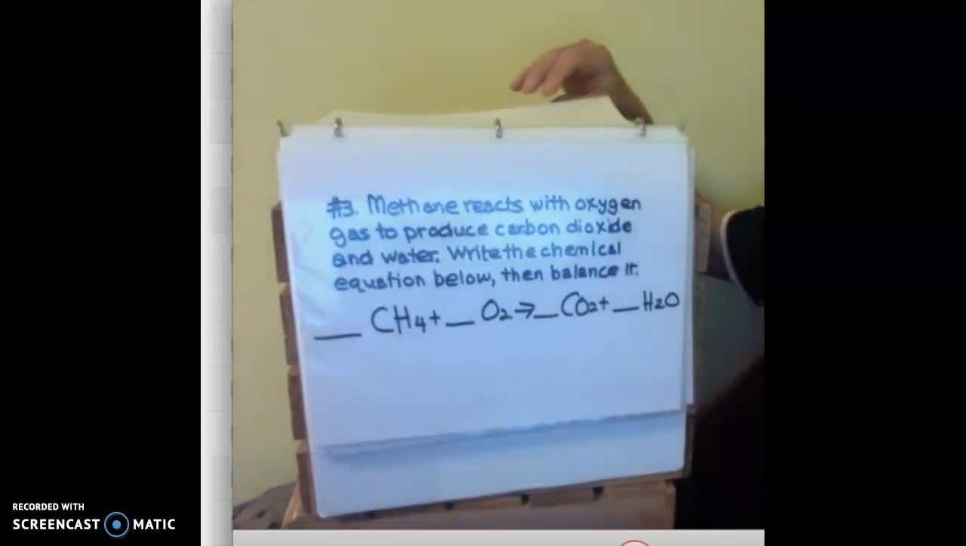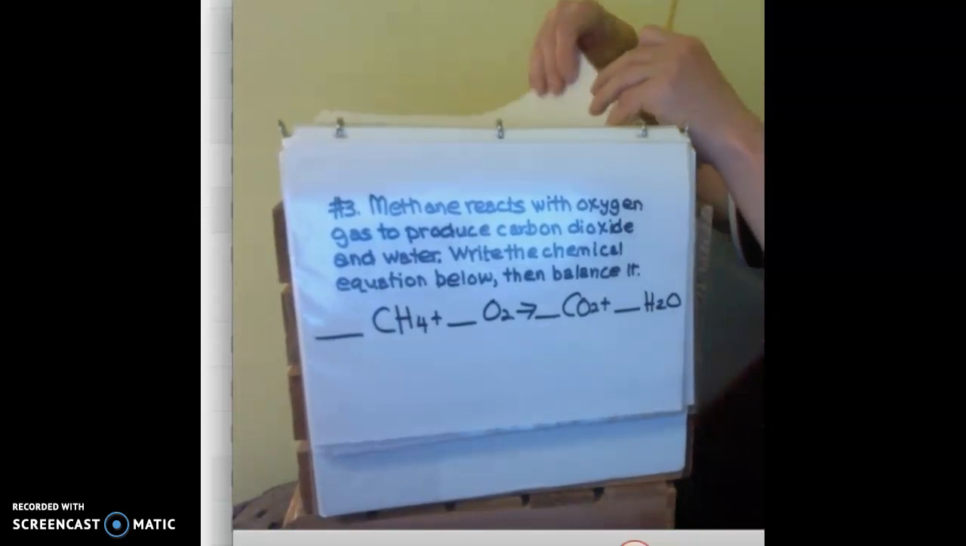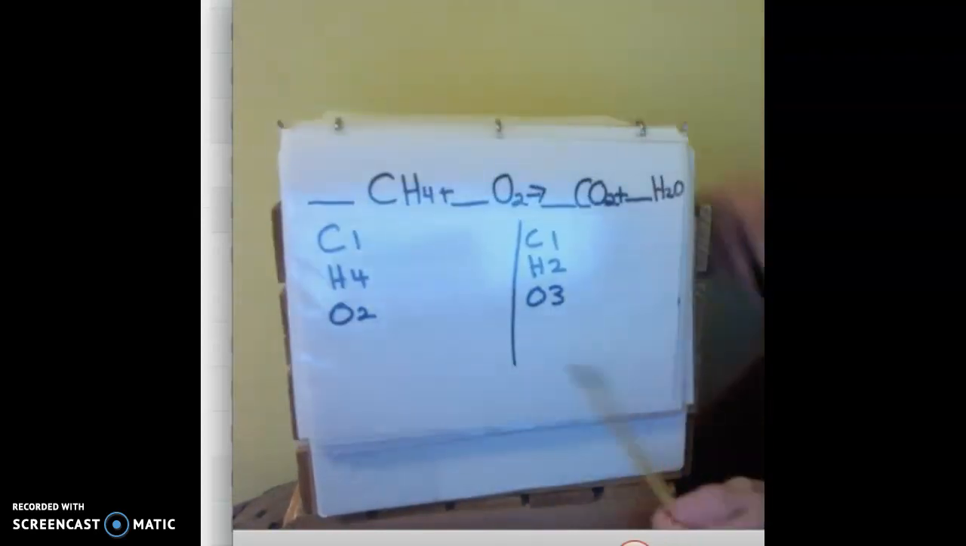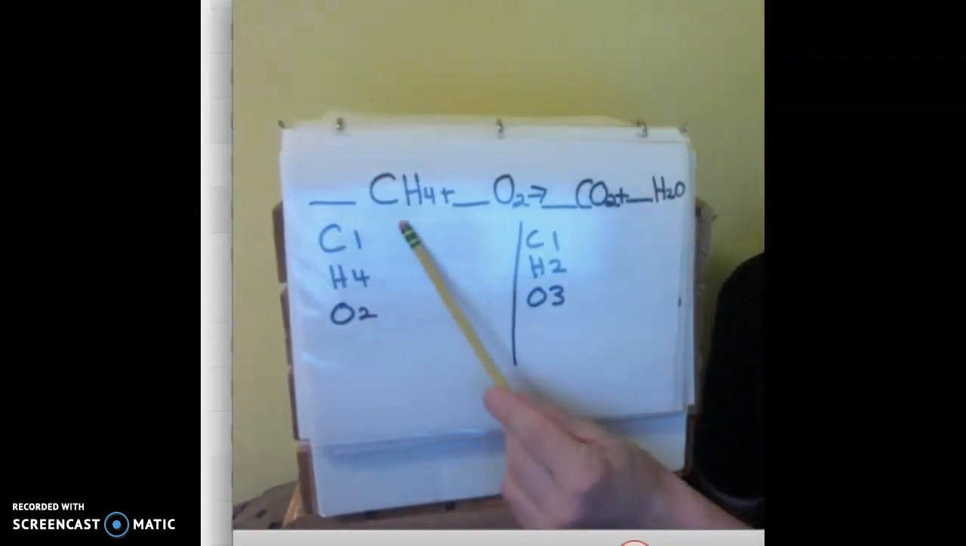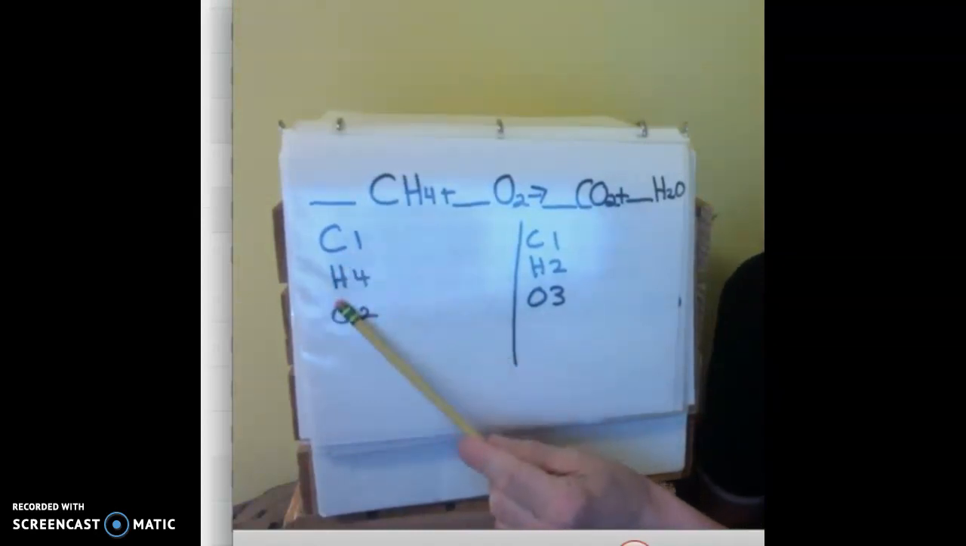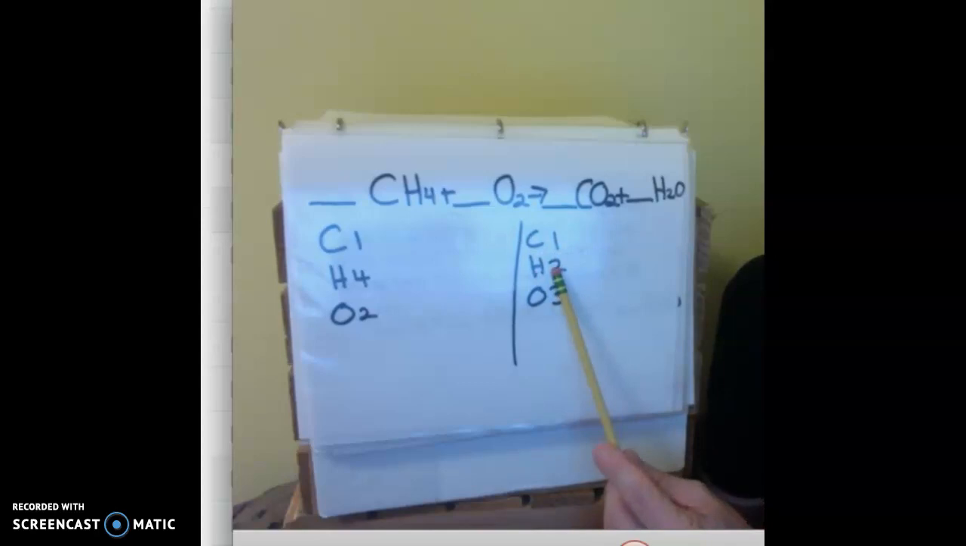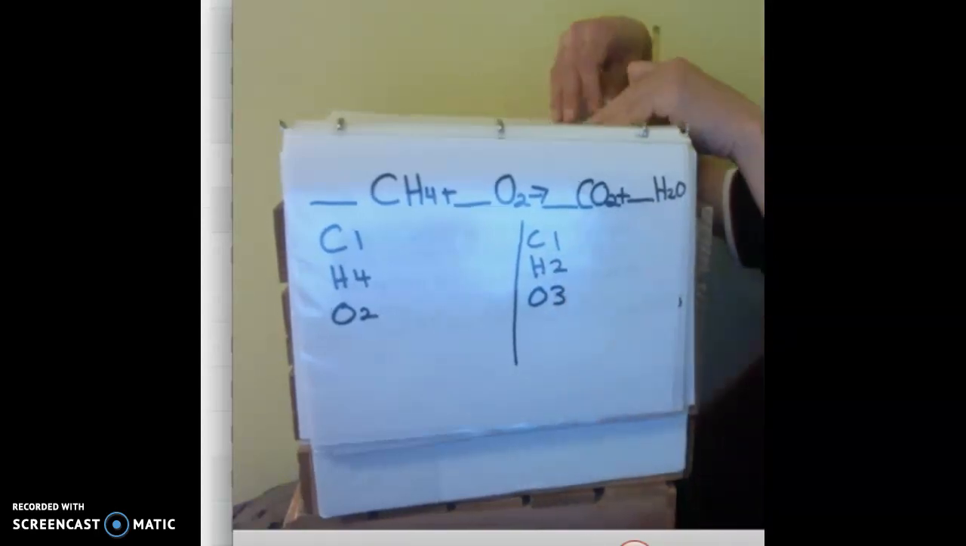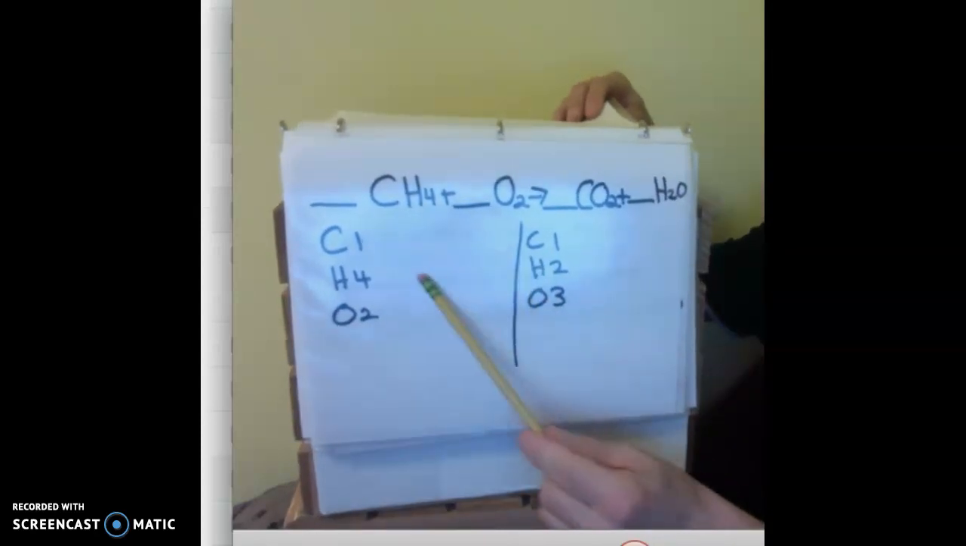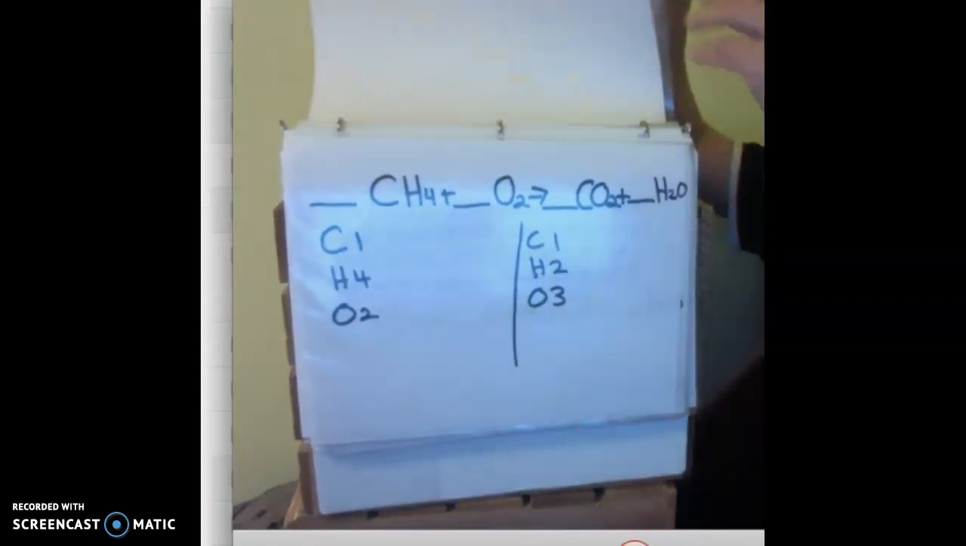Then you have to balance it. First thing you do, come up with how many you have on each side. You have 1 carbon on the left, 4 hydrogens on the left, and 2 oxygens on the left. Make sure you put those in the same order. On the right, you have 1 carbon, 2 hydrogens, and 2 plus 1, or 3, oxygens. They're not balanced, so you have 1 and 1, 4 and 2, so you have to do some more to it.